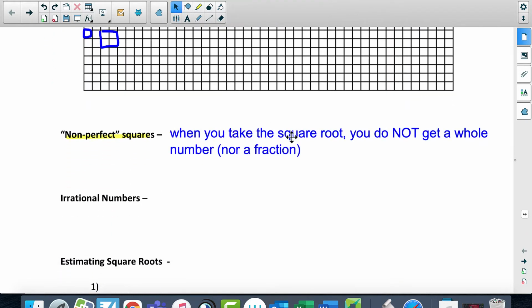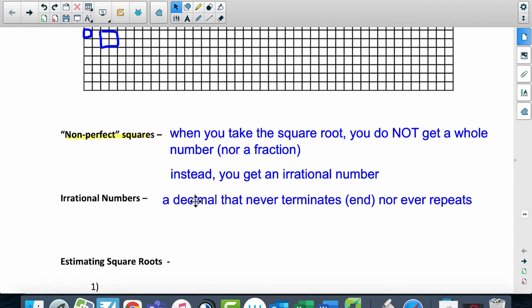So when you take the square root of these numbers, you don't get a whole number. You don't get a fraction either. You end up with an irrational number. Well, that's good, but what's an irrational number? An irrational number is a number that has a decimal that never terminates. Terminate is just a fancy way of saying end, and it never repeats either.